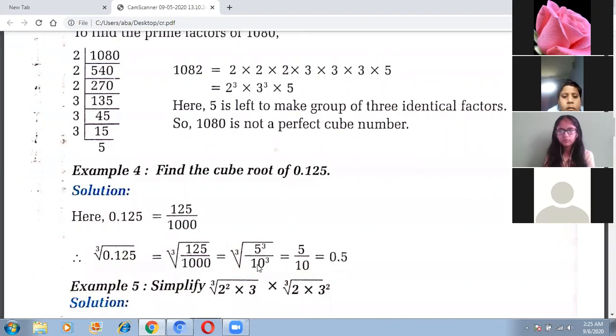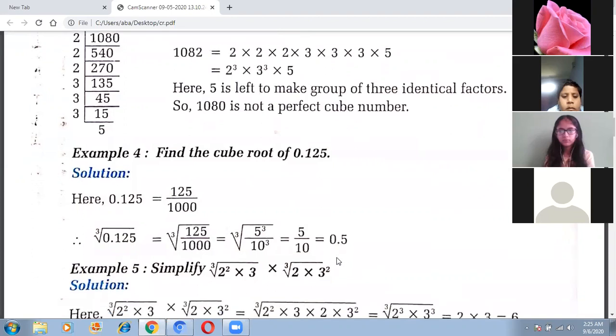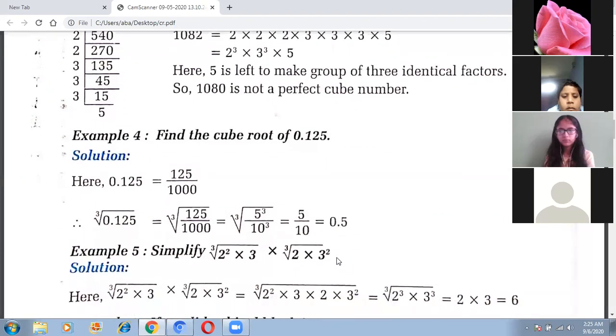10 को cube number कति हो त? 1000. Yes, 1000 भनेको कति भयो त? 10 cube. 10 into 10 into 10, 1000. Now remove this cube root and 3 cube. Now 5 upon 10 left. 5 upon 10 means what? 0.5. Yes, this is cube root of decimal number.